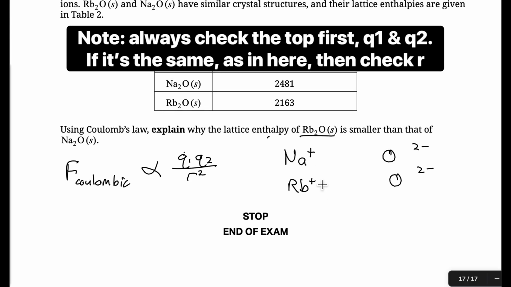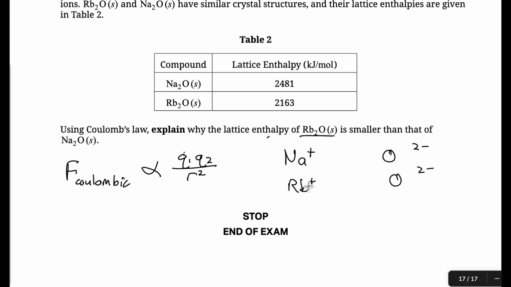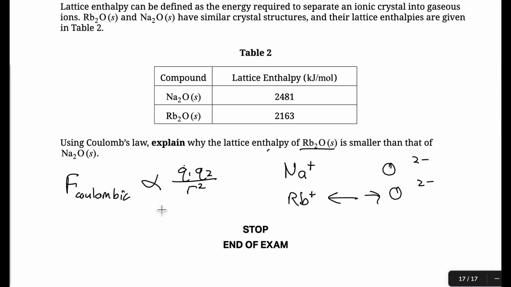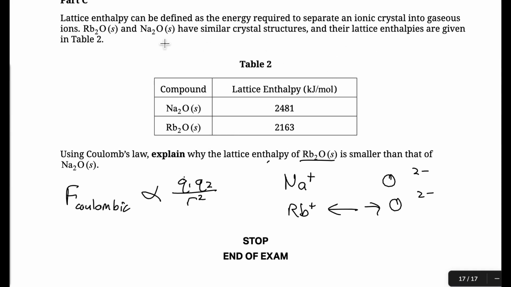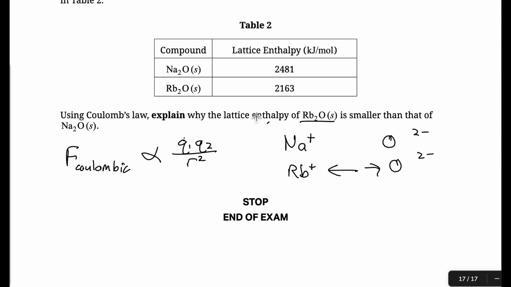So which of these is bigger, Rb or Na? Rb is bigger because it's several rows lower than Na, and O is the same in both. Hence, these two are physically farther away, and they have a smaller Coulombic force of attraction. That's why the lattice energy is smaller. Because they are attracted with less force, it's easier to separate them into different ions. It requires less energy to separate them.